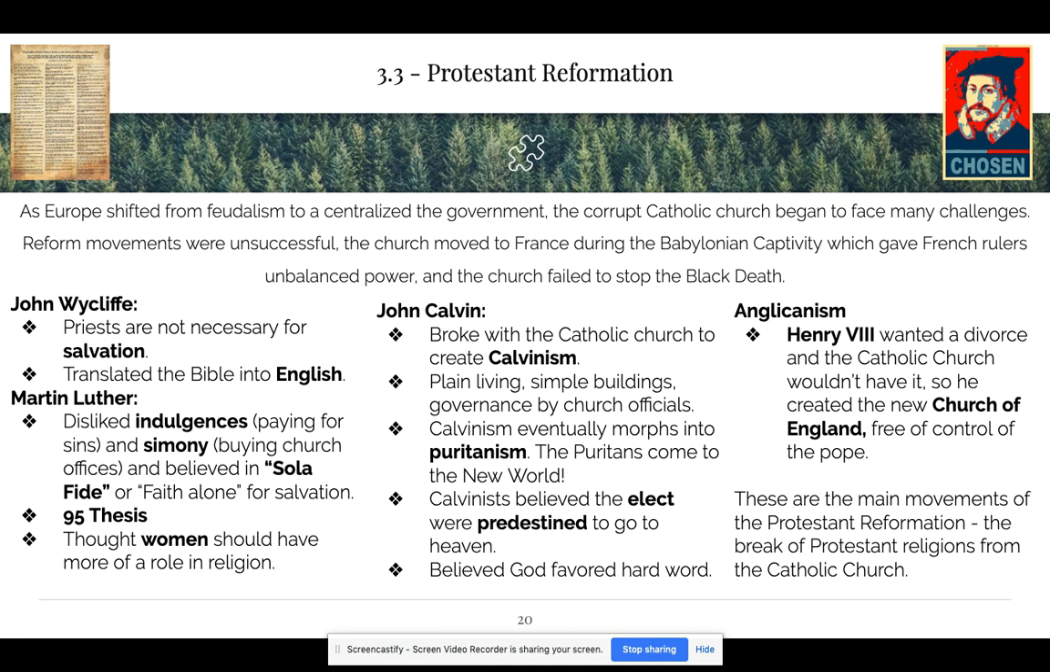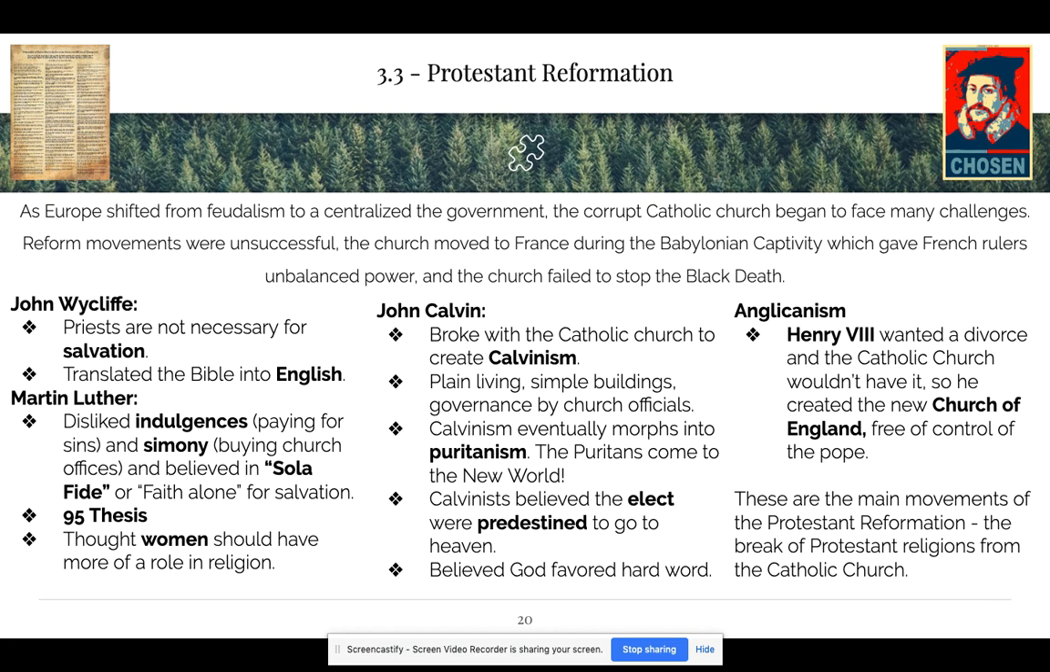So basically, at the time in Europe, the Catholic Church was incredibly strong. Remember, during the Dark Ages, it was like the only thing that kept Europe together. So as the governments of Europe strengthen and feudalism falls, the Catholic Church starts to face some challenges. They had tried to make some changes that were unsuccessful. There was this thing called the Babylonian captivity, where the papacy was moved from Rome to France. Nobody really liked that. It gave French rulers too much power.